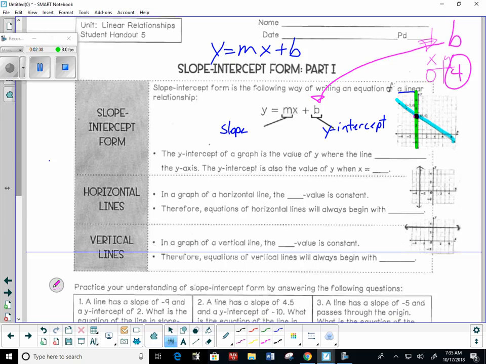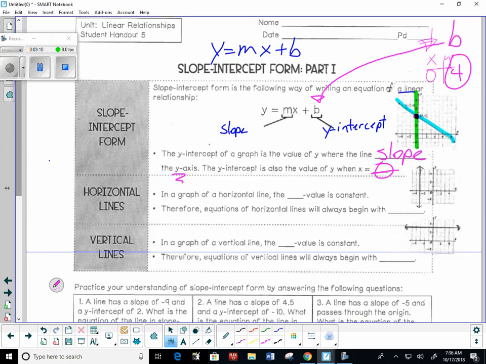The y-intercept of a graph is the value where the slope line crosses the y-axis. The y-intercept is also called the value of y when x equals what, guys? We're not finding Nemo, we're finding 0. And I put a line in my zeros.